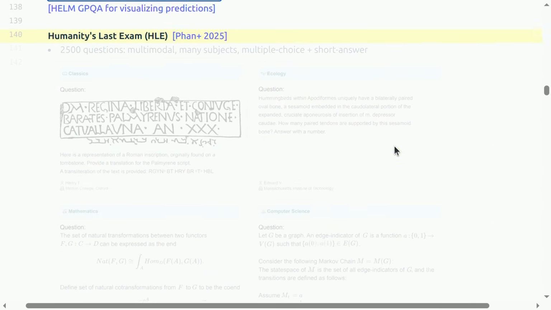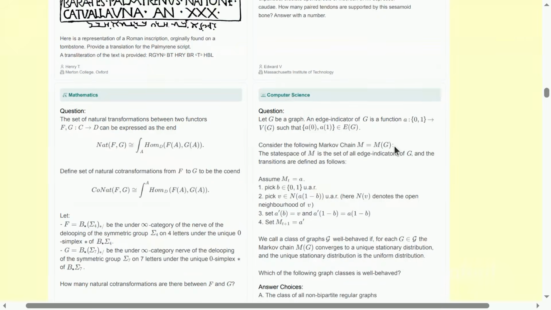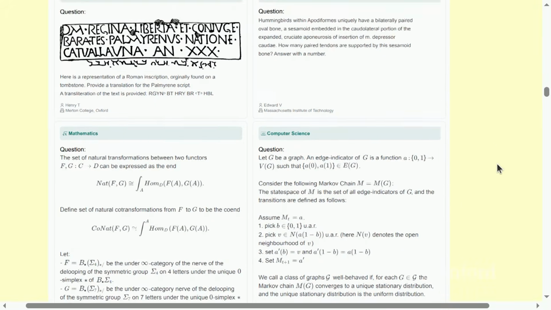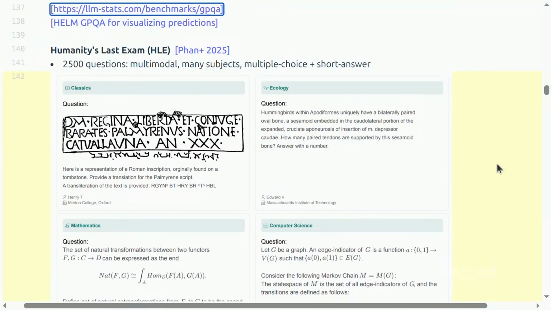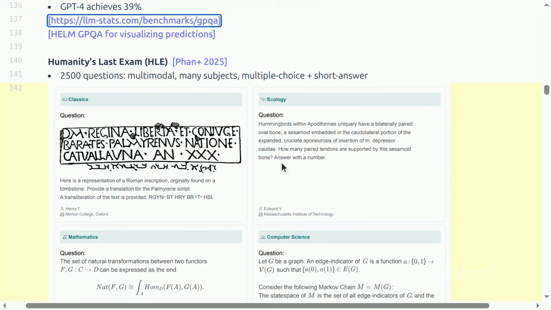Okay, so the final exam benchmark I'll talk about is something ominously called Humanity's Last Exam. This was from last year. And they were saying, okay, these models are getting so good, let's just give it all we can to create something that's really tough. So this is multimodal, many subjects. It's still multiple choice and I guess some short answer.